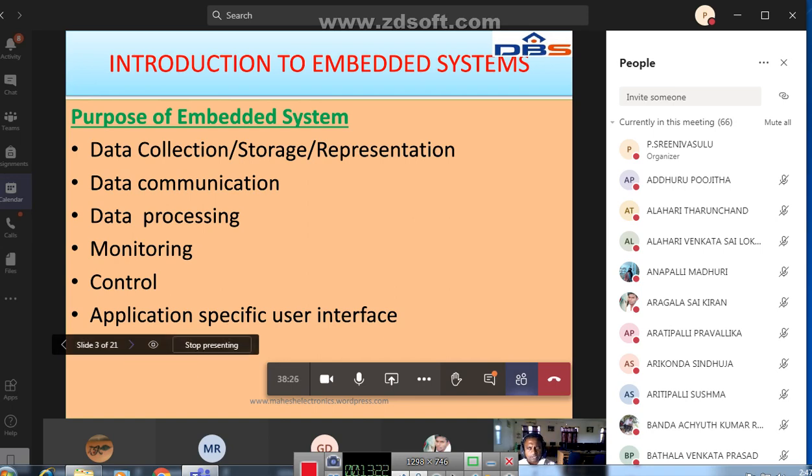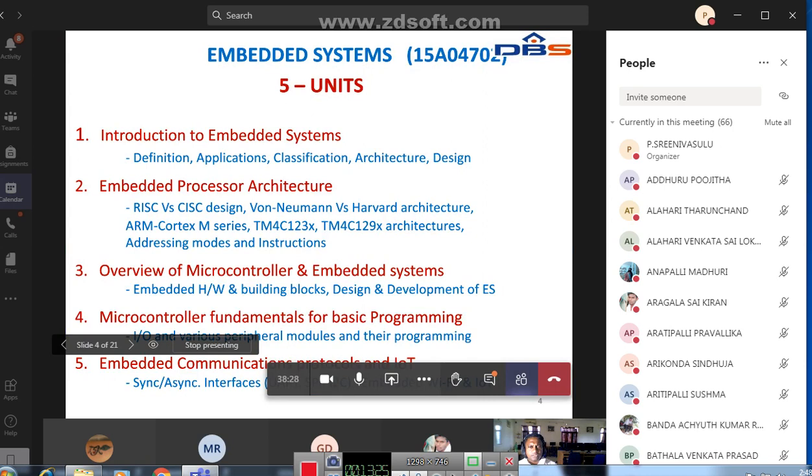Okay, next coming to the subject, there are 5 units. These are the unit names: introduction to embedded systems, embedded processor architecture. We are going to see RISC versus CISC machines, Von Neumann and Harvard architectures, ARM Cortex M series, TM4. All these are the different architectures of the microcontrollers. Okay, ARM microcontroller is there, TM microcontrollers are also there, and addressing modes, instructions. In the first unit we are going to see definition, applications, classification, architecture and design of the embedded system.